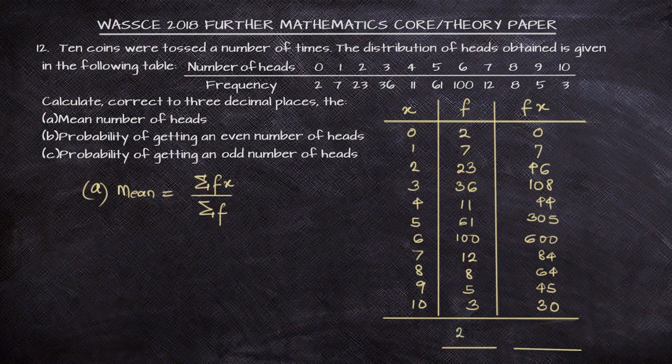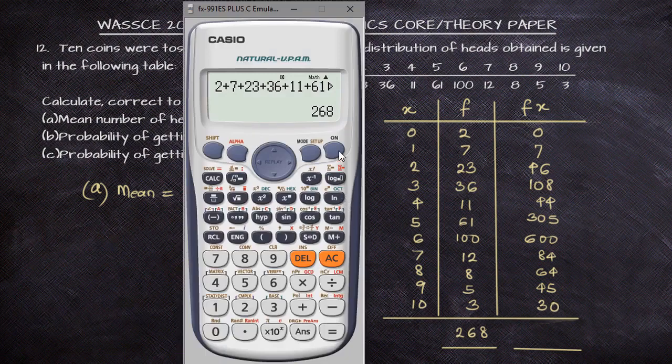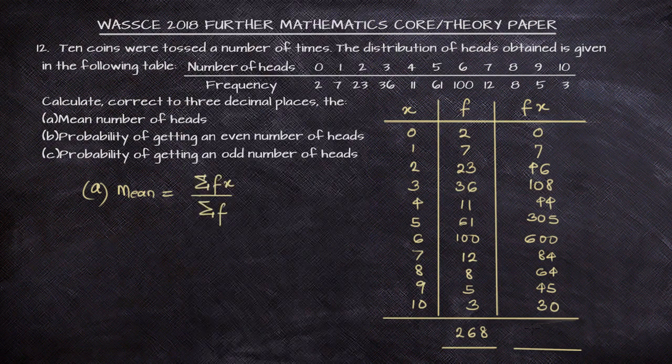Then we want to sum fx. We want to sum the product of the frequency and our data. We have 0 plus 7 plus 46 plus 108 plus 44 plus 305 plus 600 plus 84 plus 64 plus 45 plus 30. Okay, that's 1,333.